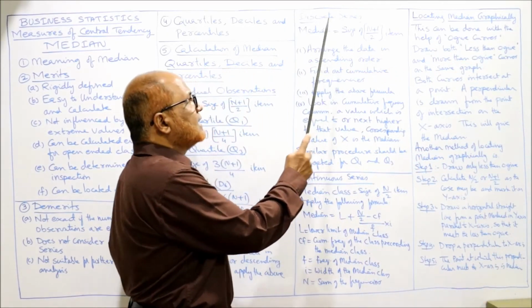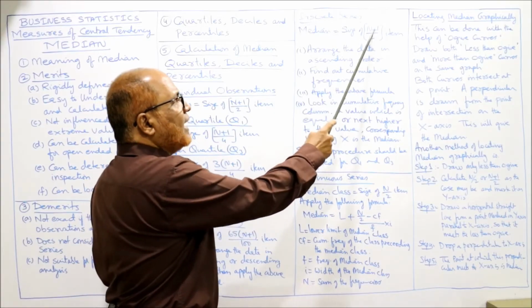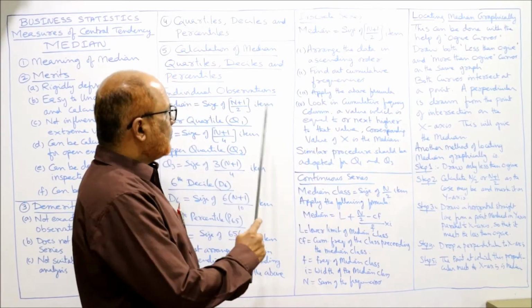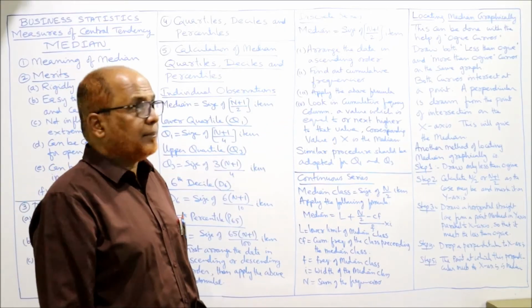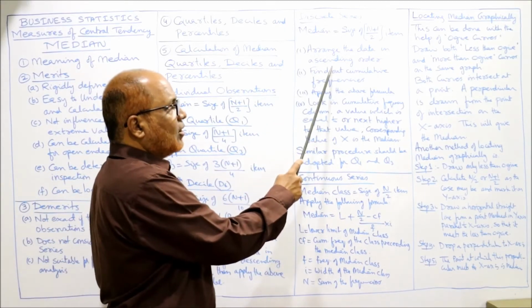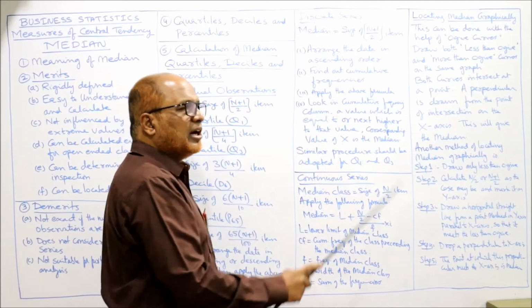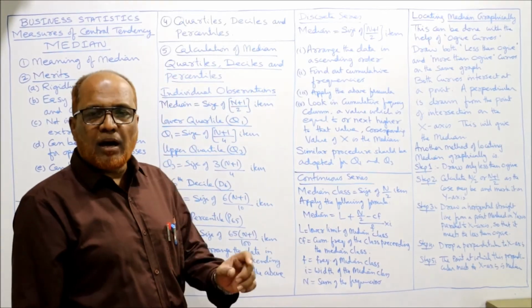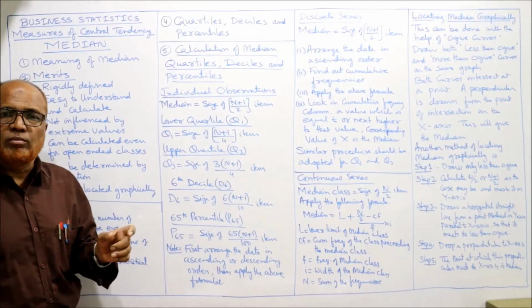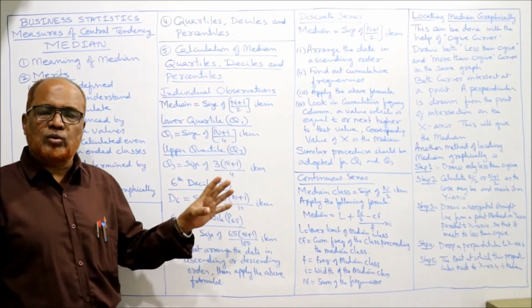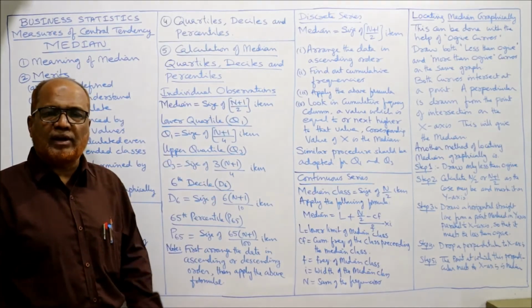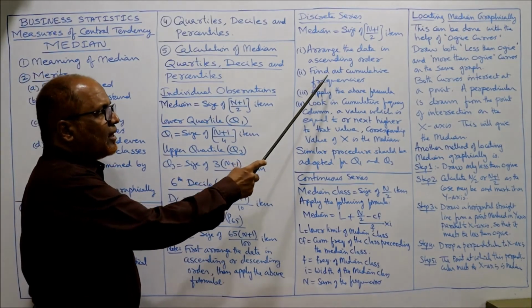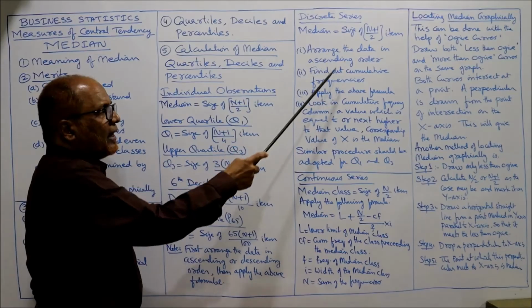Now I am coming to the discrete series. Median is equal to size of (n+1)/2 item. Here also it was size of (n+1)/2. Look at the difference: arrange the data in ascending order, the first task. Second, find the cumulative frequencies. Here you have to find the cumulative frequencies. In the next video I am going to explain the problems, in which I'll explain how to calculate cumulative frequency. Then apply the above formula.